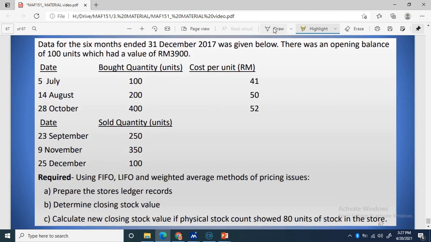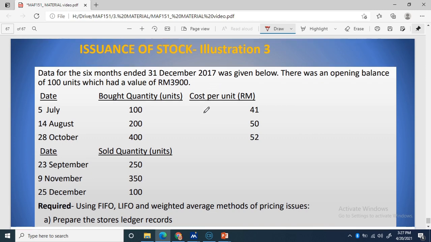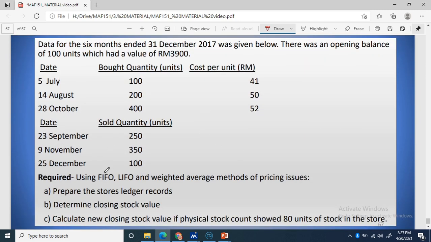Now for the issuance of material, the material pricing issue. This is the example that we have to go through, an illustration for each method: first in, first out, last in, first out, and also the average.